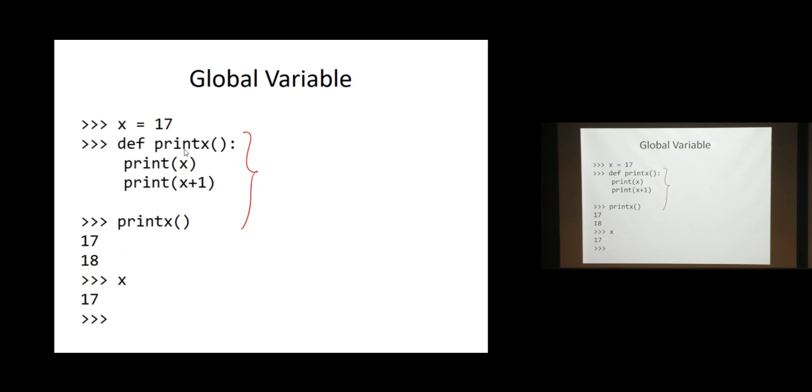Is x used? X is used here. Is x defined inside this function? It's not defined. So the system automatically goes to the mother to get the value for x. In this case, you get the value of 17 and put it here. So this is print 17 plus 1, you get 18. Okay, makes sense? And then what is the value of x? Well, x is 17, you never change x.